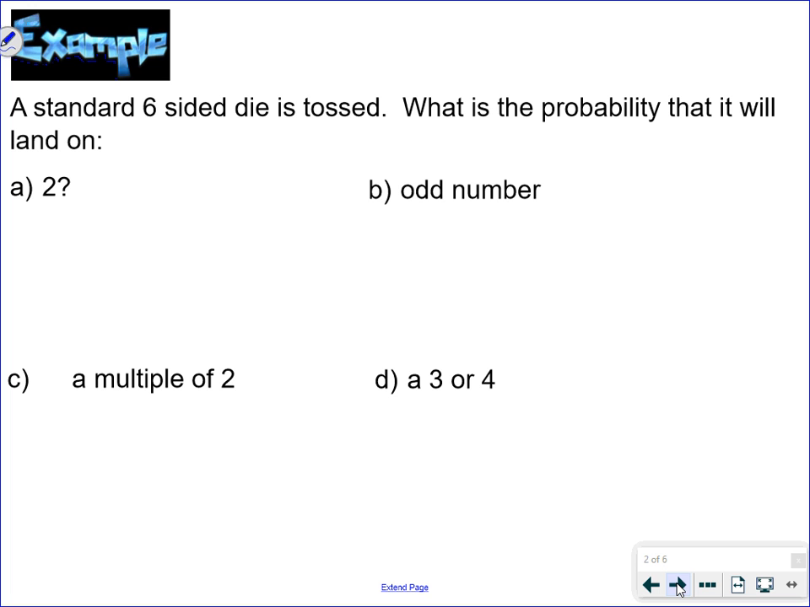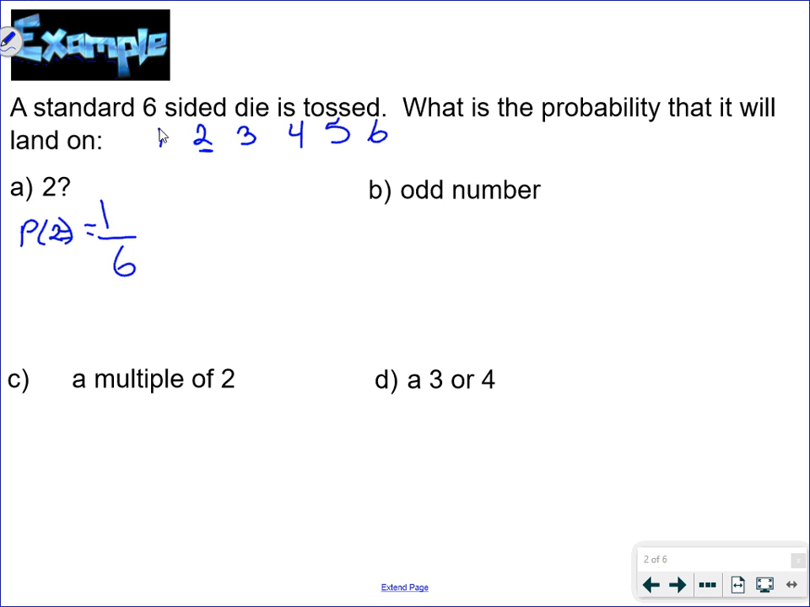So a standard six-sided die is just the singular word for dice. With a six-sided die, we have 6 different values: 1, 2, 3, 4, 5, and 6. We could roll any one of those numbers. So the probability that it lands on a 2 will be 1. How many 2s are there? There is 1, out of 6 possible options. So the probability of rolling a 2 is 1 out of 6.